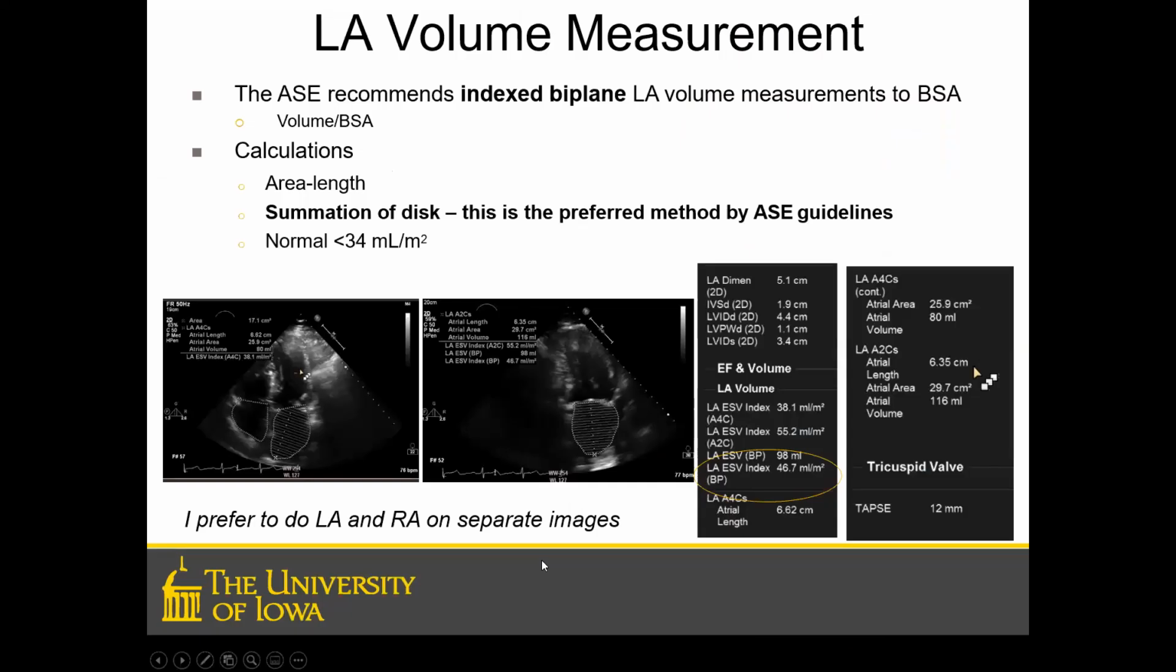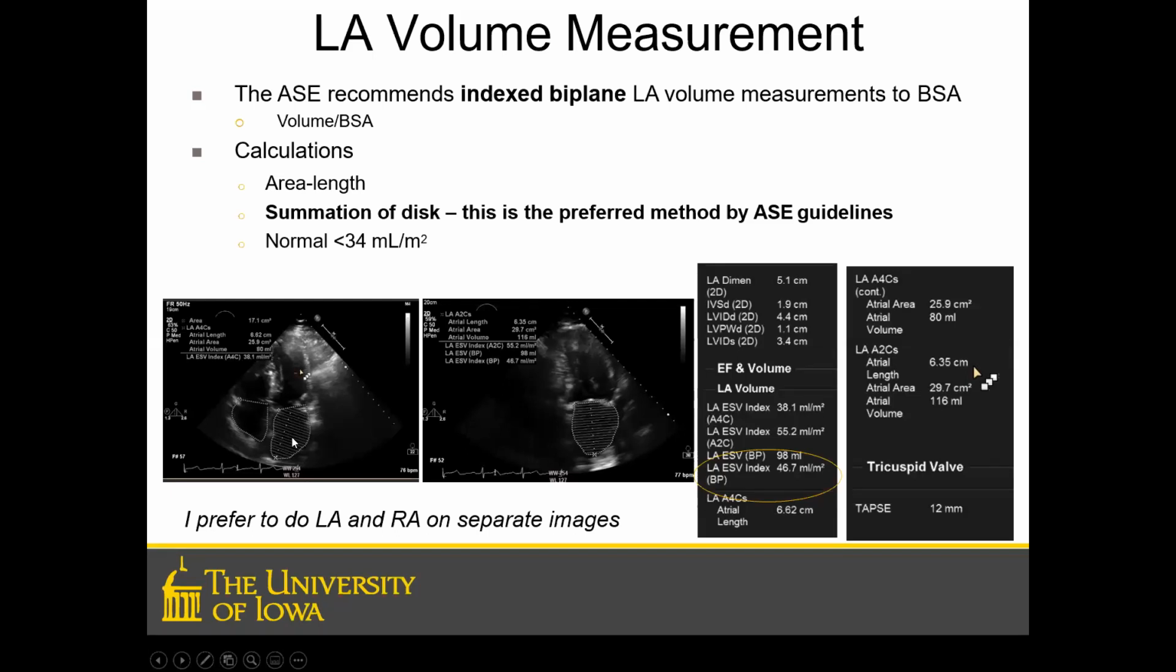Okay. So LA volume measurements. The ASE recommends indexed biplane LA volume measurements. Okay, and the LA volume can be calculated by the equipment using area length method or summation of disk. The ASE prefers method of disk, okay, known as Simpson's method of disk. So here's an example of that. And we've traced the LA.